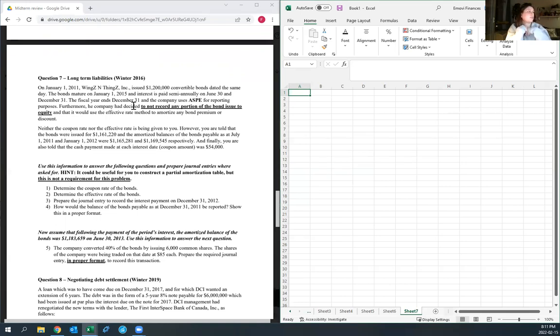Neither the coupon rate nor the effective rate is being given to you. However, you are told that the bonds were issued for $1,161,000, and the amortized balance of the bonds payable as at July 1st, 2011 and January 1st, 2012 was $1,165,000 and $1,169,000. And finally, you're also told that the cash payment made at each interest date, so the coupon amount, was $54,000. Use this information to answer the following question and prepare journal entries where asked for.